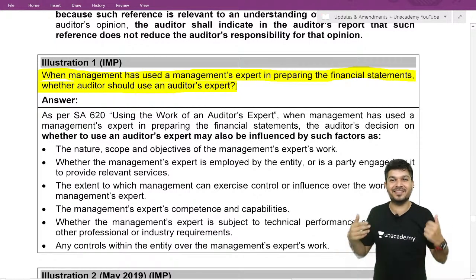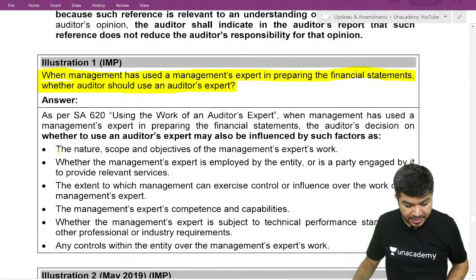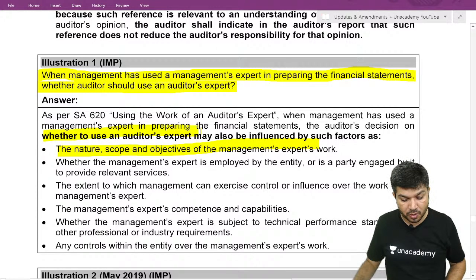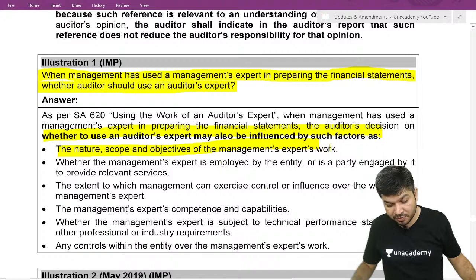Depends. In audit, nothing is yes or no. It depends on factors. Sir, which factors? Whether the auditor should also use his expert depends on certain factors. Which are the factors? 1. The nature, scope, objective of the management expert's work.